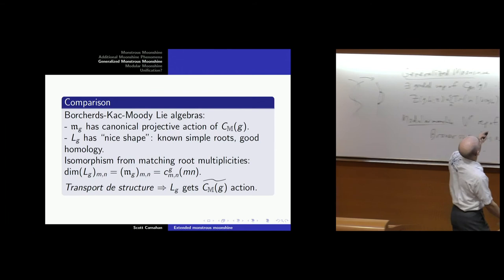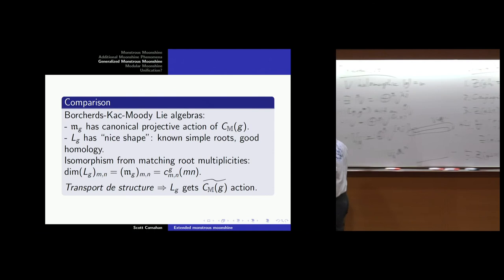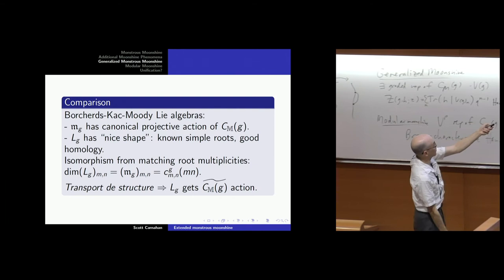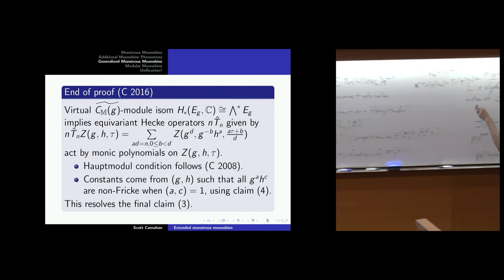So we get two Borchardt-Kac-Moody Lie algebras, and they turn out to be isomorphic, just by matching root multiplicities, showing that they both come from the same vector-valued modular form. And by transport of structure, we get an action of a central extension of the centralizer. So the end of the proof is the following. There's some sort of Lie algebra homology calculation.